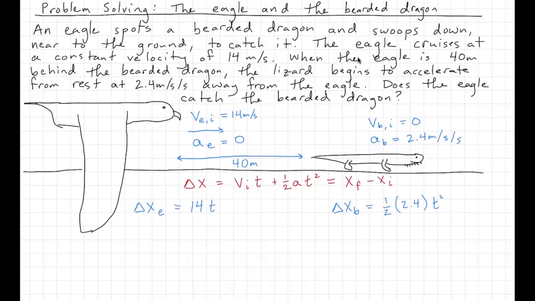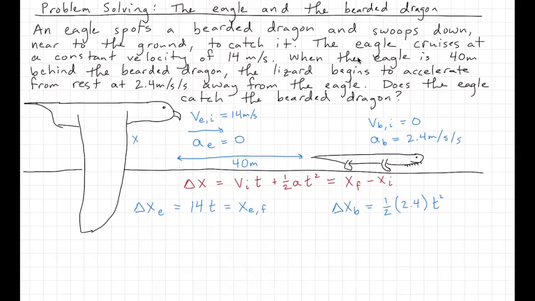So instead of writing just displacement as 14t, I'm going to say that the 14t is equal to the displacement, which is the final position. So the final position of the eagle, EF, minus the eagle's initial position, but let me just call that 0. I can define 0 wherever I want. So let me define the initial position of the eagle to be 0.